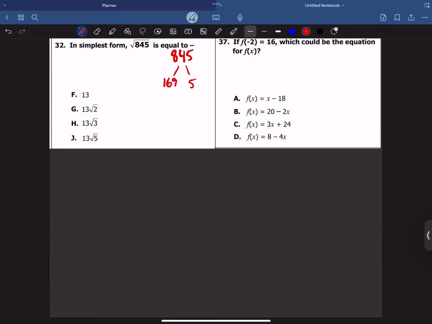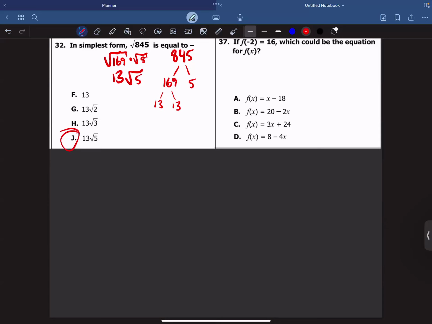Well, if I've memorized perfect squares or I know anything, what is 169 here? Well, 169 is 13 times 13. So we can really say that this is the square root of 169 times the square root of 5. And the square root of 169 is 13.